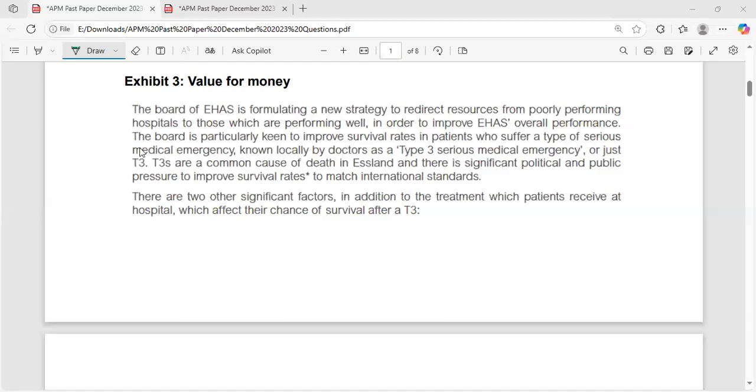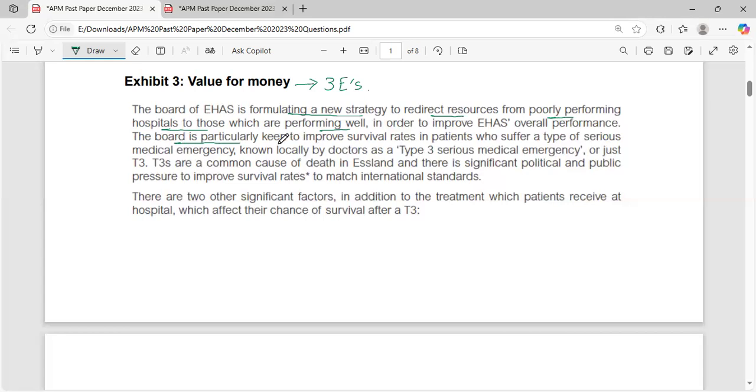Okay, now we have the third exhibit, value for money. We know that it is the three E's: economy, efficiency, and effectiveness, which is used by not-for-profit organizations for performance assessment. Now, EHS is formulating a new strategy to redirect resources from poorly performing hospitals to those which are performing well. In order to improve EHS overall performance, the board is particularly keen to improve survival rates.